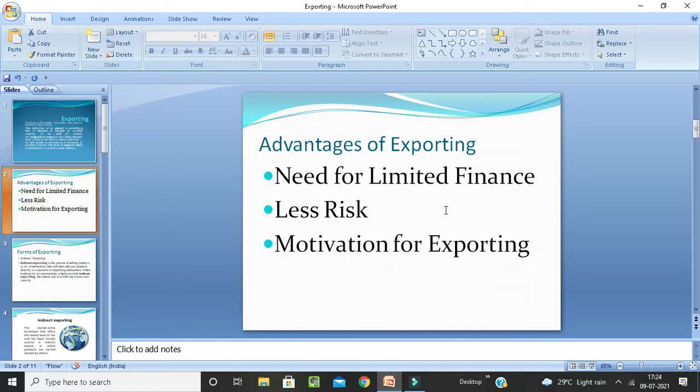Next, we are having very less risk. When we are selling the goods, certain terms and conditions will be there, where we will prepare our mindset before selling the goods. Third one, exporting helps in motivation for expanding the business within the globe or world.